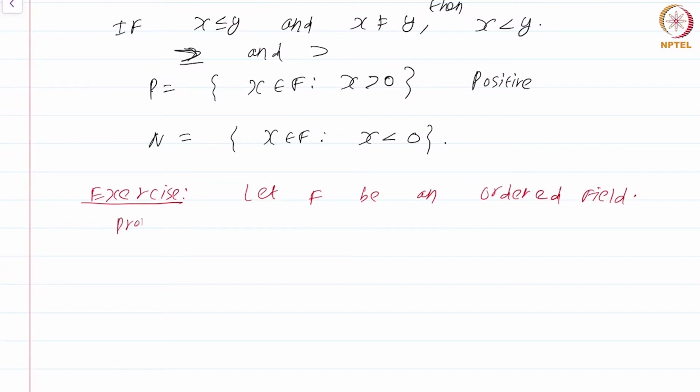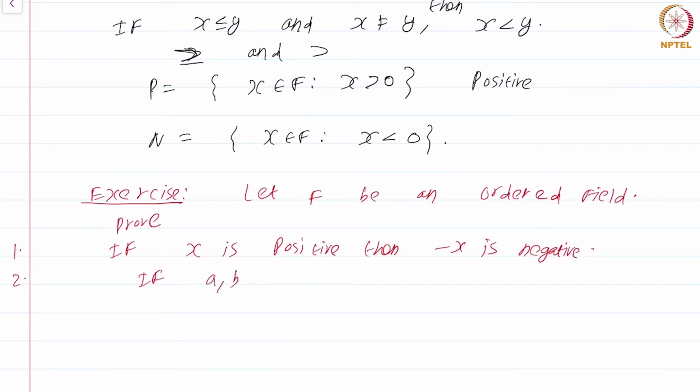You now have to prove the following. Proof. Number 1, if x is positive, then minus x is negative. Okay. Then 2, if x is in the field and is positive, then minus x is negative.